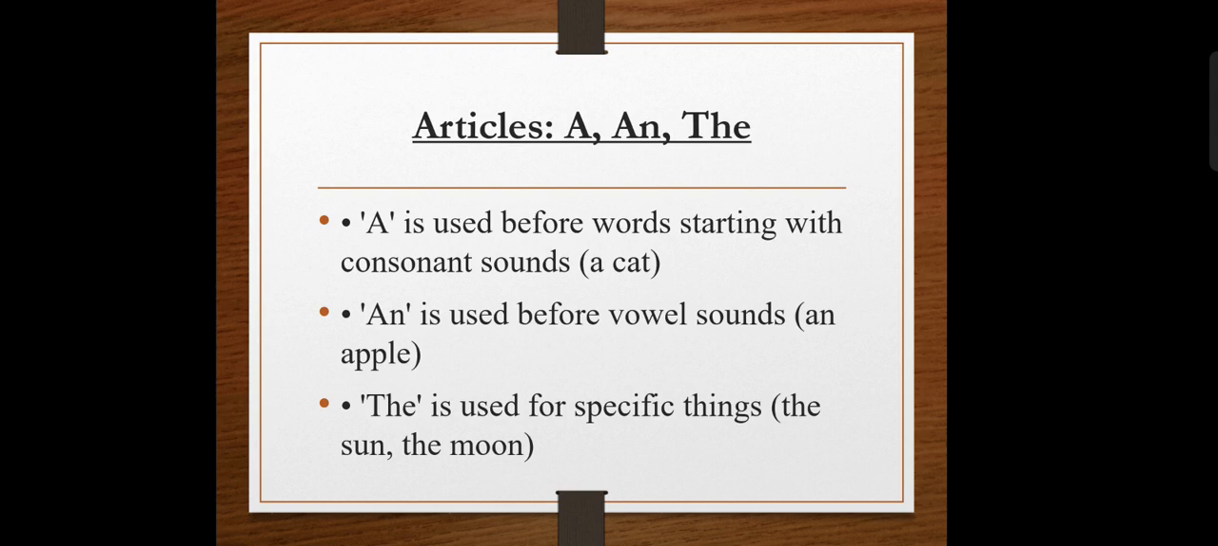So look around, look at the things that you are sitting around, and just think about which article we shall use in order to denote these things. If a student is sitting beside you, it is not the student, it is a student. It is a teacher, it's an ice cream, it's an hour. Okay, so think about that.